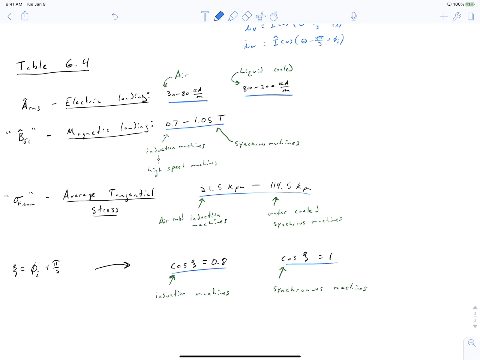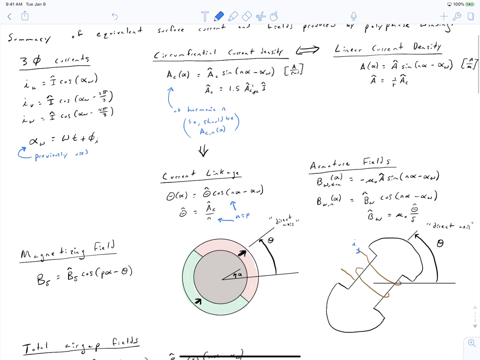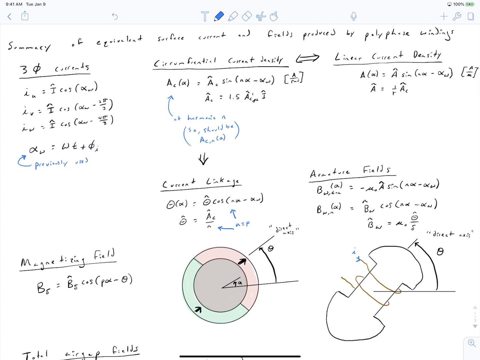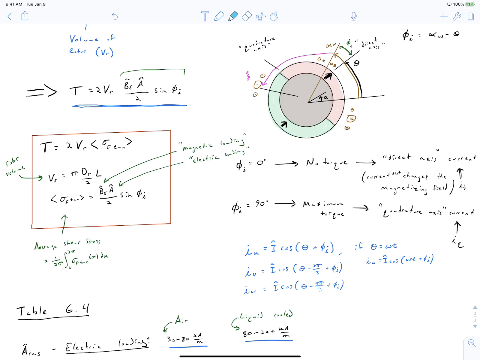So, in summary, in this video, we have taken the results of our previous series of videos on the equivalent surface current density and the fields produced by polyphase windings, and we've used this to derive the fundamental sizing law of electric machines. That sizing law is in this red box here. And we've talked about how you could use this sizing law to dimension your machine. This helps you invert the problem. It helps you go from being able to analyze a machine to being able to design a machine.